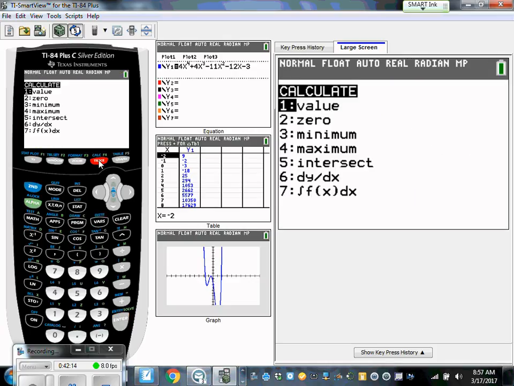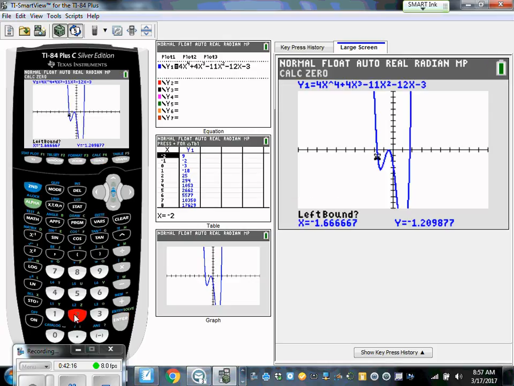Let's find that one. So let's go through the process again. Second, trace. Option 2, left bound. Now notice this is all below the x-axis. So this is a little easier to recognize. To the left of this point is anywhere over here. So, okay, it's already on the left of it. Right bound, I'm going to hit the right arrow. I just have to go to the right of that point. So that's like right on it. I'm just going to move it somewhere to the right. It doesn't matter. Anywhere to the right over here. Hit enter.